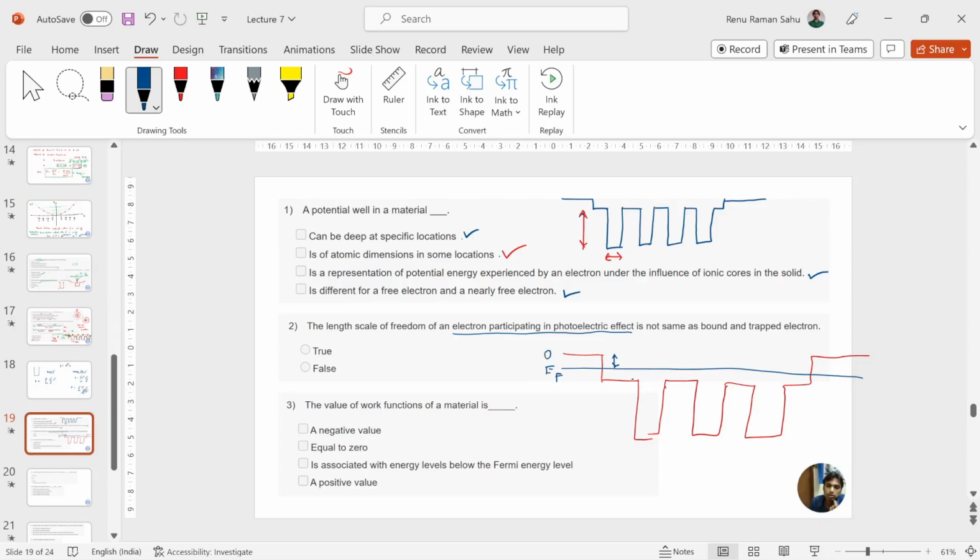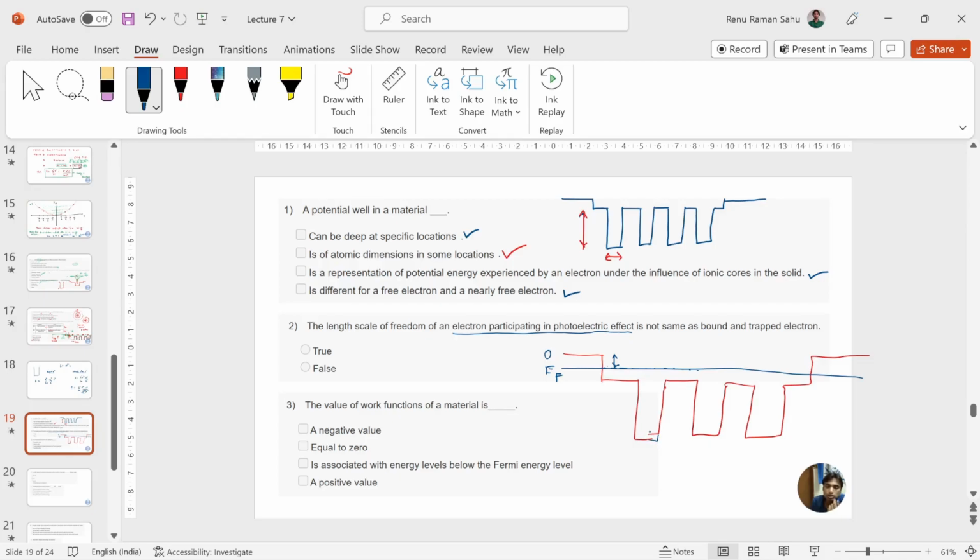Its energy value will be this, right? The one which is Fermi energy, or near to that. Some value near to that. That is the energy. And what is the difference between bound and trapped electrons and photoelectric effect electrons?